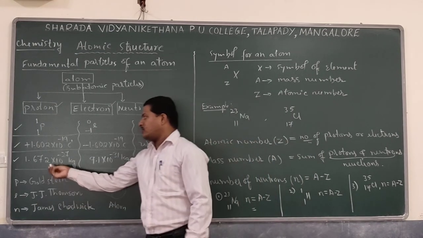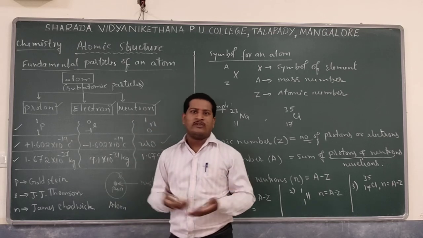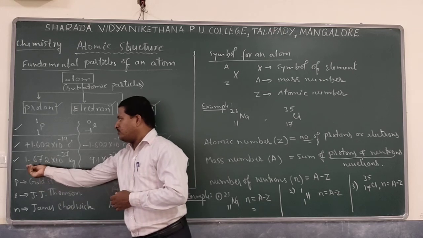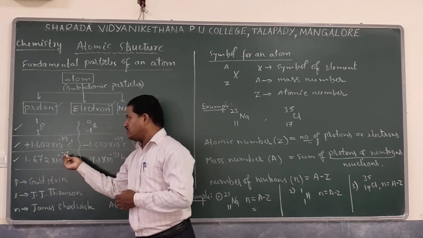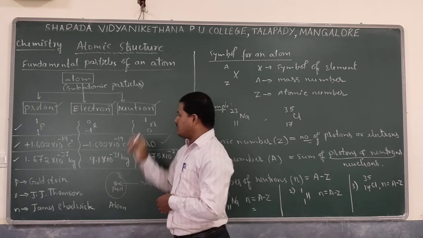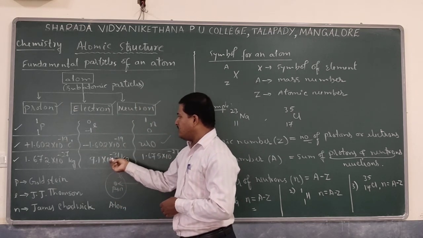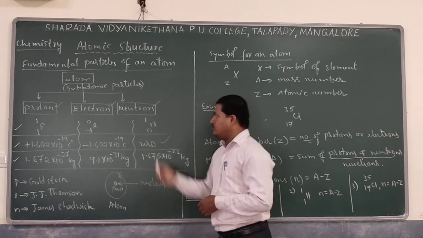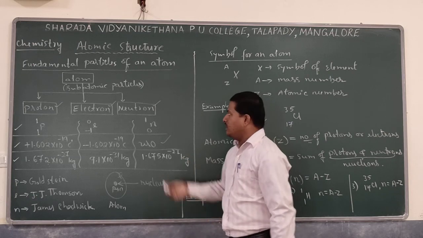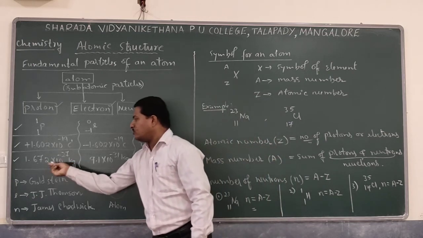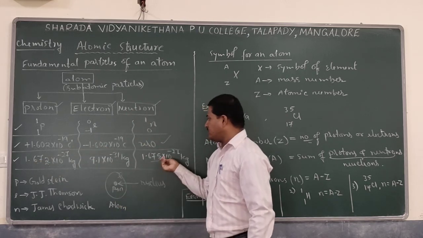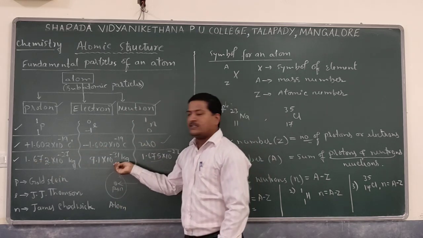Next, while talking about the mass, it is not possible to measure the mass with an ordinary weighing balance, but it is observed that 1.672 into 10 to the power of -27 kilogram is the mass of a proton, that of electron is 9.1 into 10 to the power of -31 kilogram, and neutron is 1.675 into 10 to the power of -27 kilogram. That means mass of neutron and mass of proton are almost the same. Here it is 1.672, but here it is 1.675. But electron mass is very small.